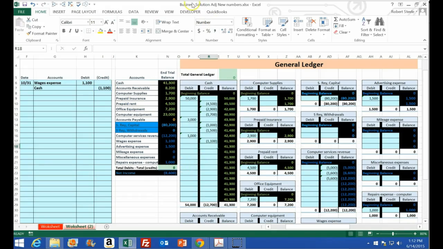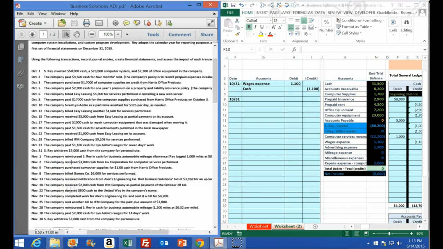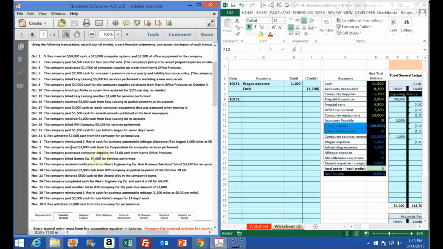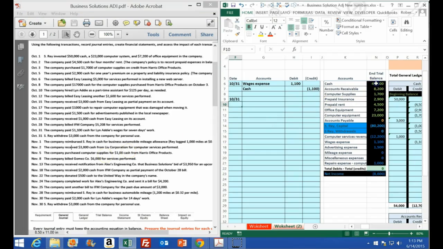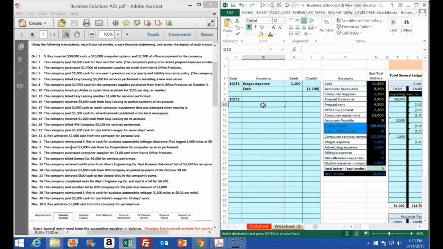All right, going to take this, going to pull it to the left again. We are now moving on to 10.31, which says that S. Ray withdrew $3,000 cash from the company for personal use. So once again, is cash affected? Yes, it was withdrawn from the company, therefore it's going to go down. How do we make something go down? We do the opposite thing to it, which in this case would be a credit. So I'm going to credit the cash, 3,000.